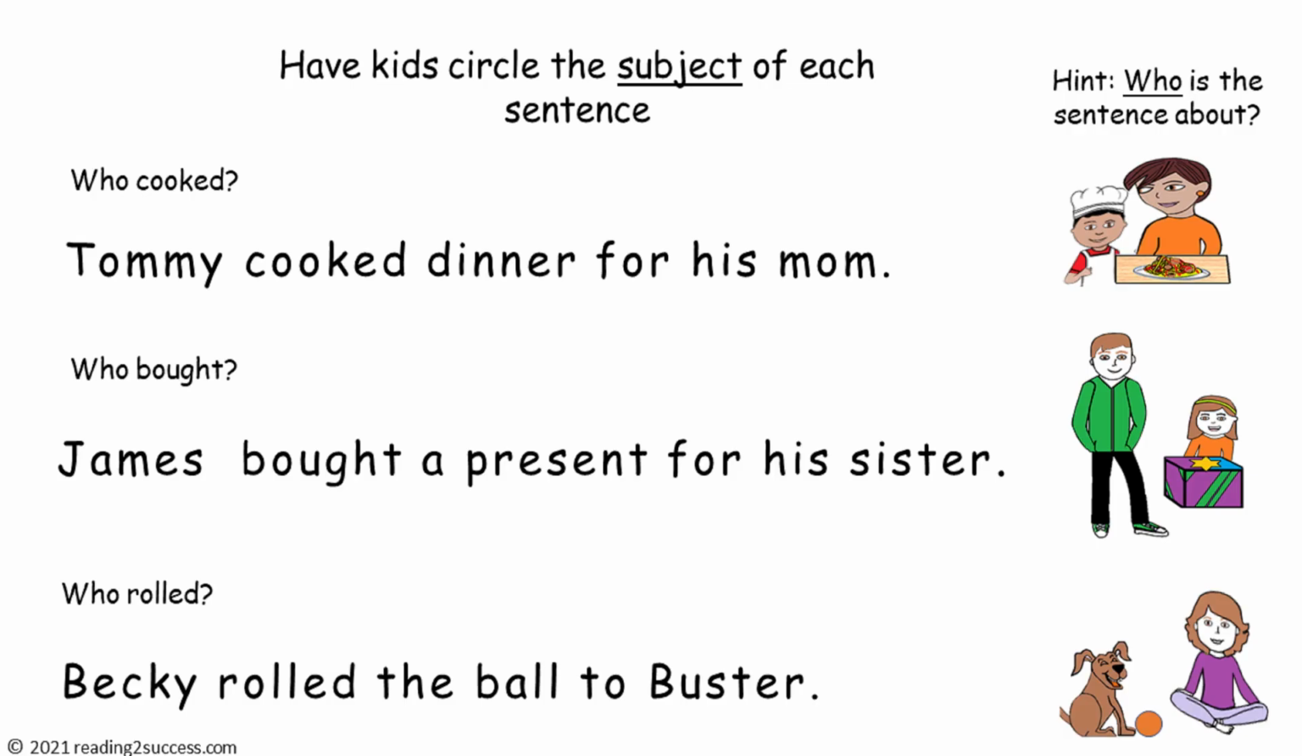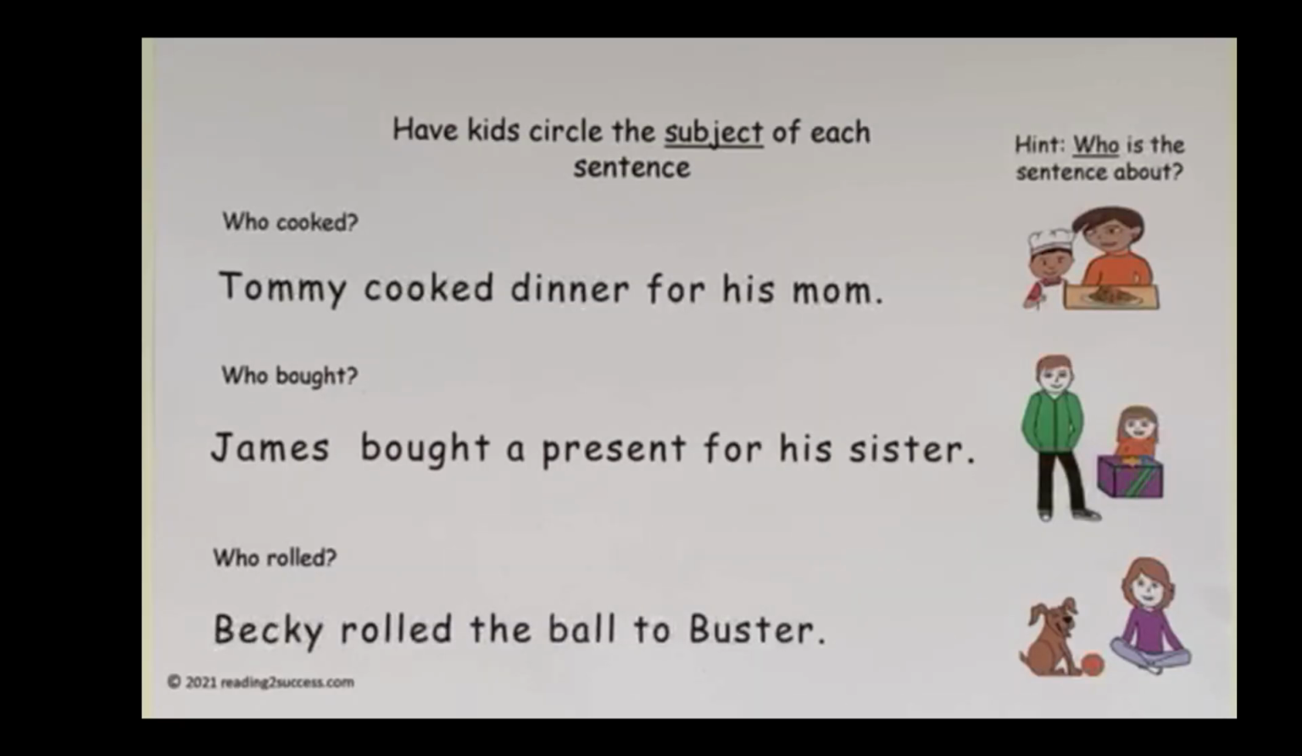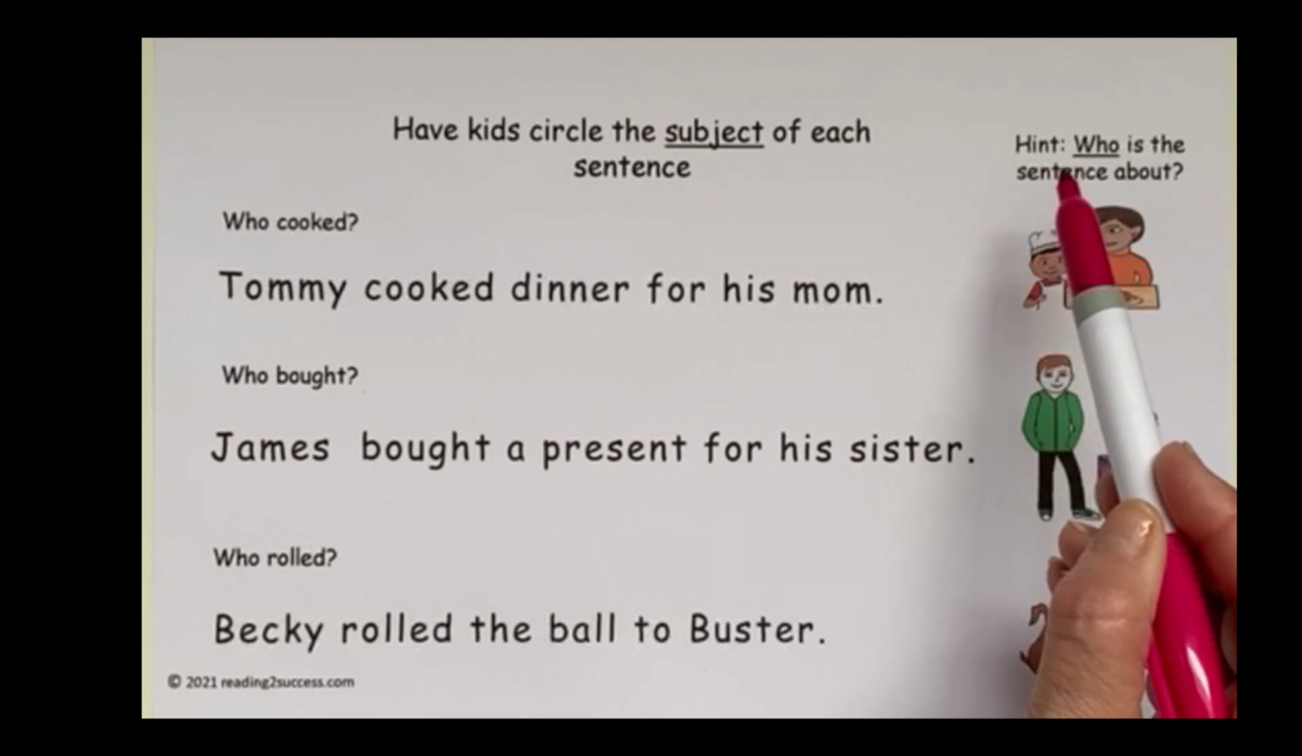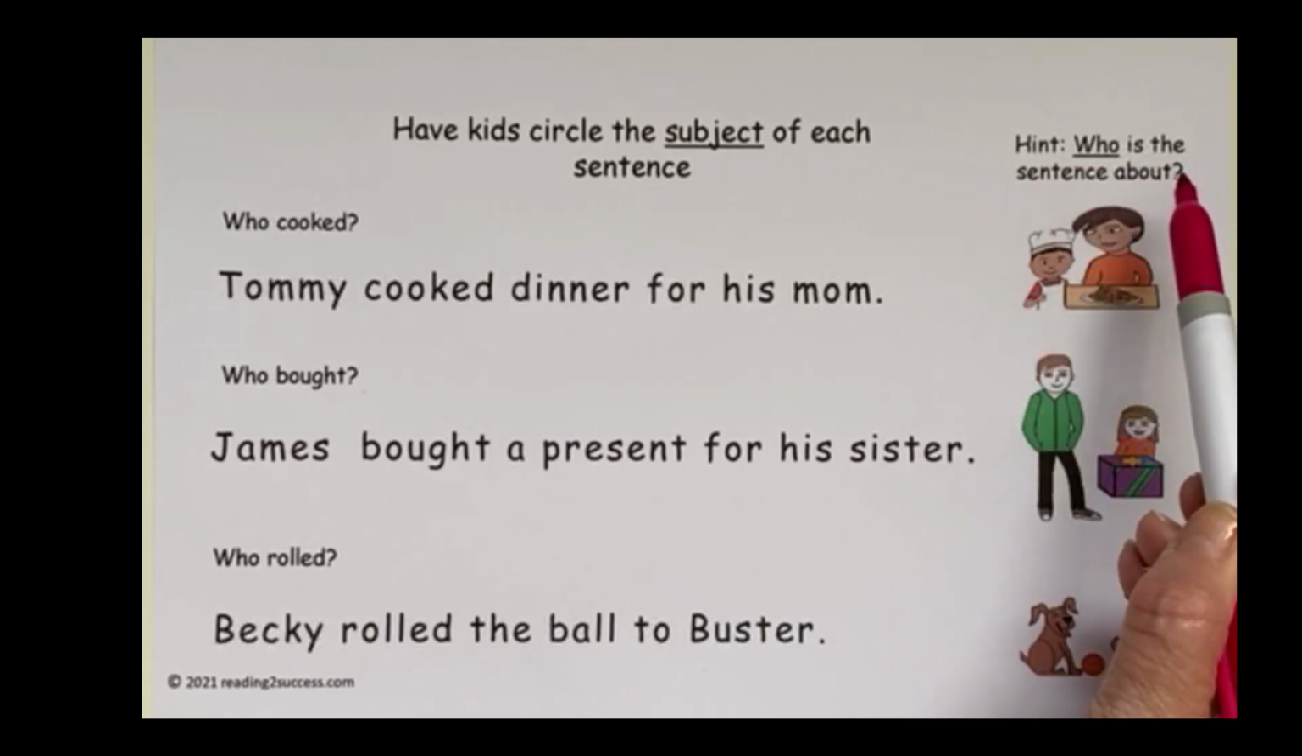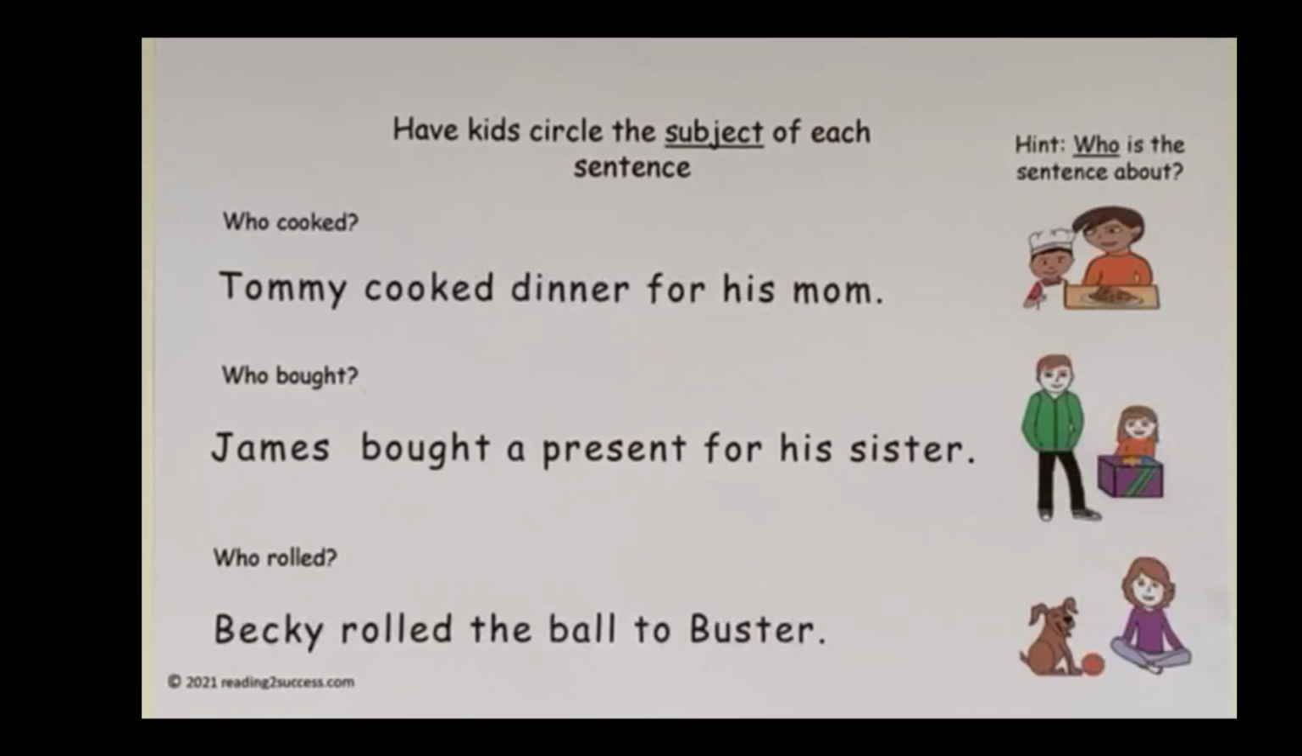So this is a template for kids to complete the first practice page, and it is also the template for the first demonstration lesson. Have kids circle the subject of each sentence and remind them that a subject answers who or what the sentence is about. Since all of our subjects in these 3 sentences will be people, our hint is who is the sentence about. So start by reading each sentence.